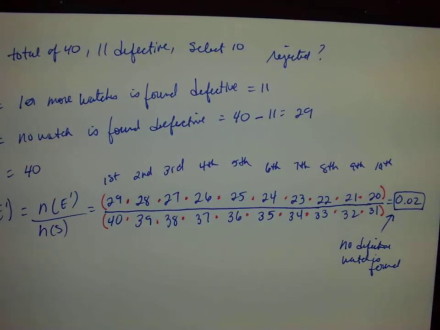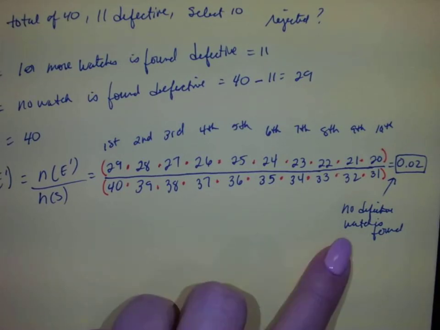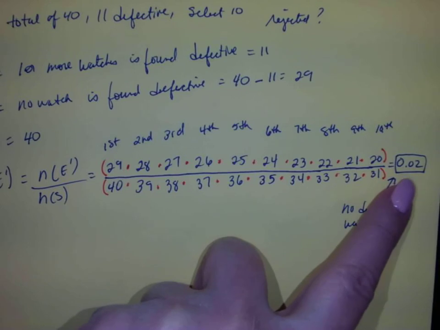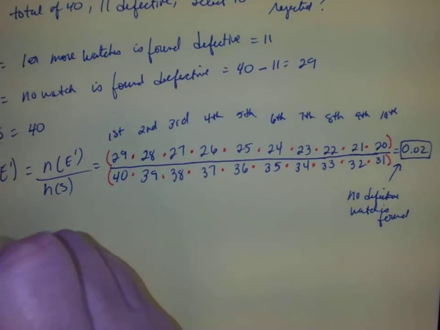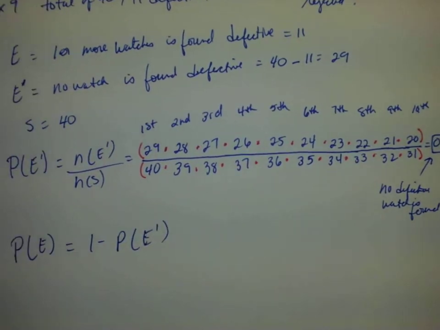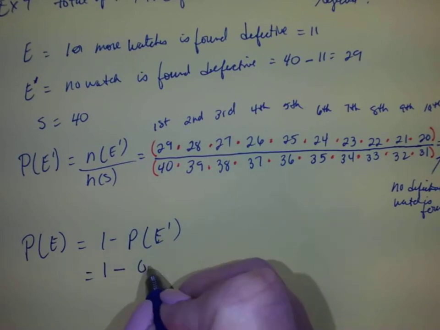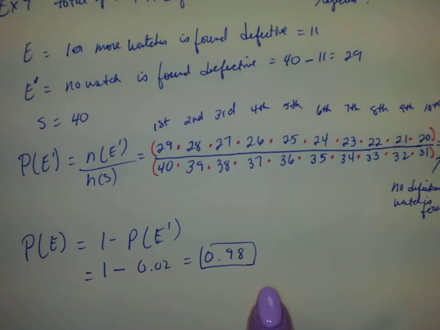All right, now we are looking for the probability that it's rejected. This 0.02 would mean it's not rejected, because that's what no defective watch found means. So that would be the probability that we don't find a defective watch. But we're looking to see about the rejecting. So we're going to use the probability of E is equal to 1 minus the probability of the complement. So this will be equal to 1 minus 0.02, which will get us 0.98. And that's the probability that a defective watch is found, which will reject the shipment. Okay? So this is the probability that the shipment is rejected. And that is the end of 8.2.